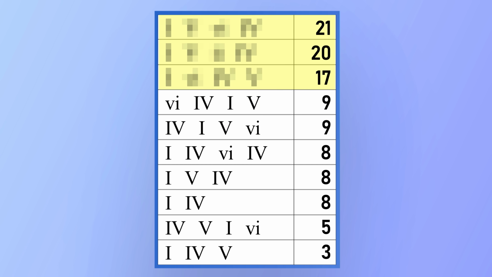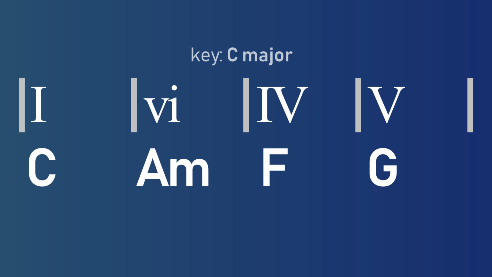But now we're getting into the main offenders. Taylor Swift's 3rd most common chord progression has been used in 17 of her different songs. It is the chord progression 1, 6, 4, 5, or in the key of C major, that would be C, A minor, F, and G.